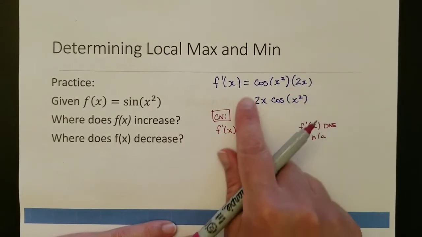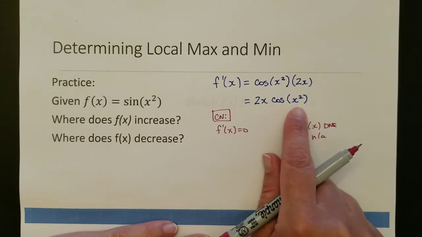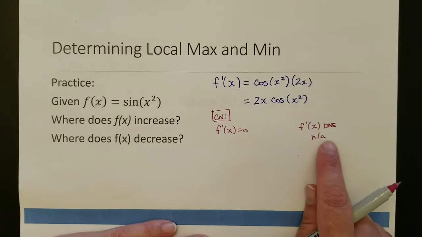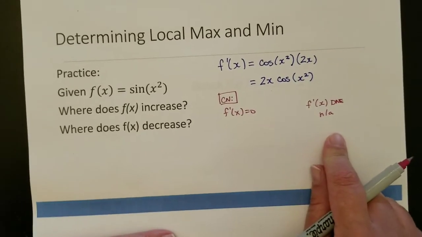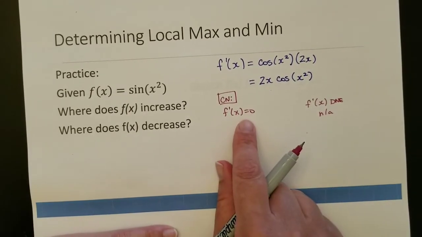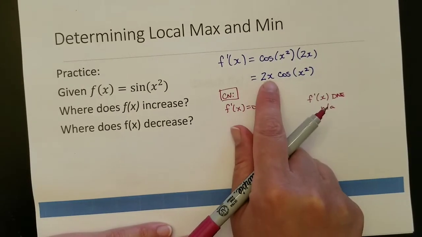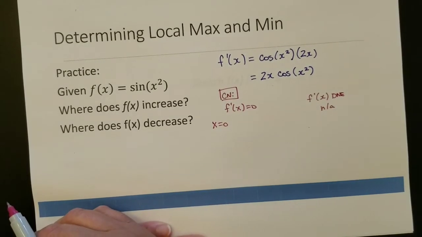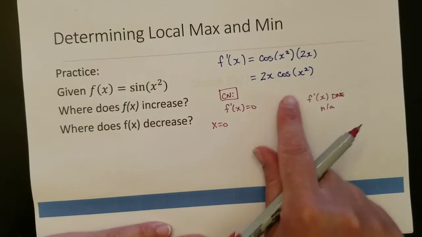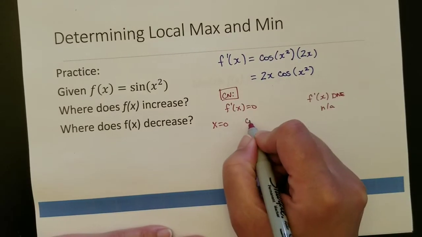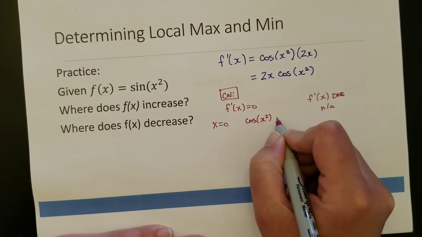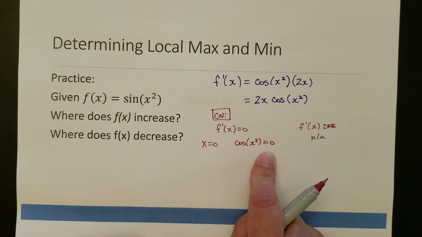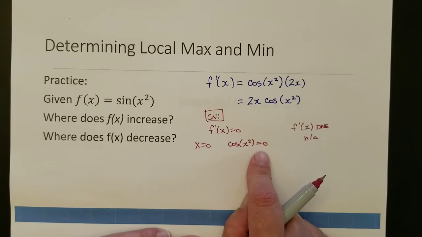So here, there are no restrictions. Cos has no restrictions on the domain. 2x has no restrictions on the domain. So there aren't any cases where the first derivative does not exist here. Where this derivative equals 0, though, we have to consider, first of all, obviously when x equals 0, that would be a 0. And also when cos of x squared equals 0, we would get values that would make the whole derivative equal to 0.